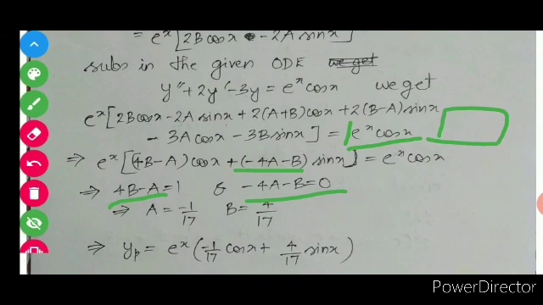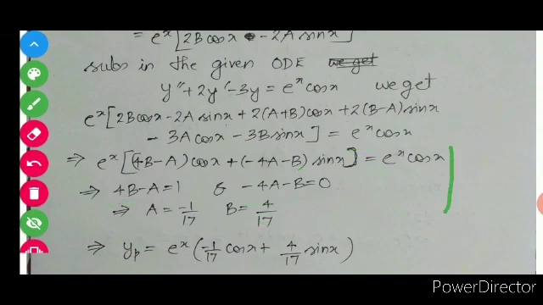Solving these two equations simultaneously, you will get a as −1/17 and b as 4/17. So your y_p, that is your particular integral in this case, is e^x. Remember, your solution was e^x (a cos x + b sin x).